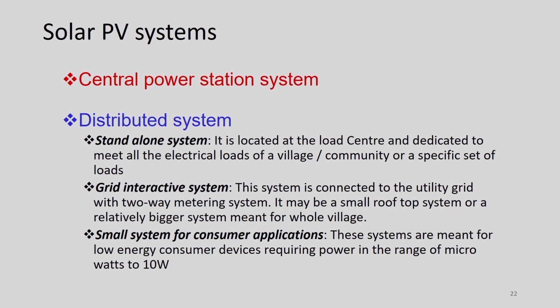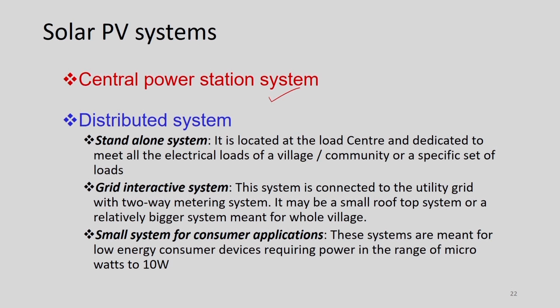So, how are these PV systems classified? Primarily, there are two major classifications. The first one is the central power station system, and the second one is the distributed system. The central power system is a large power station like our coal based power generation unit. So, in the daytime a huge amount of power will be generated, and then this will be given to the grid. And the second one is the distributed system.